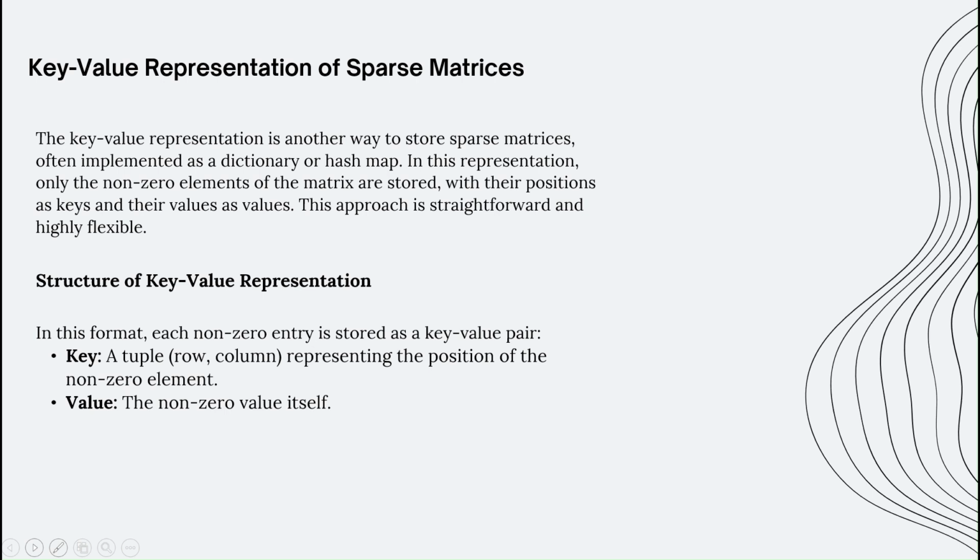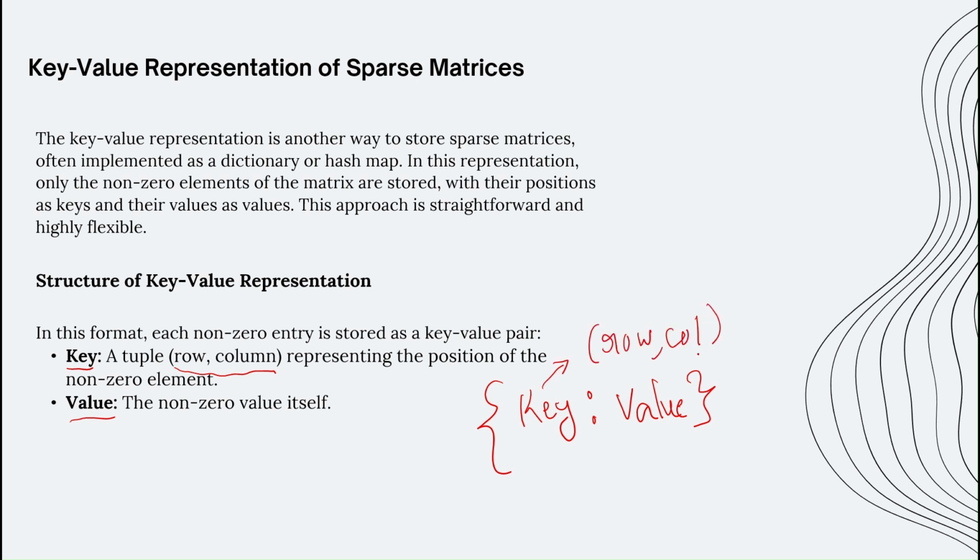The structure of key value is as follows. The key value representation of sparse matrix contains a key and a value. A key contains basically a row and column representing the position of non-zero element, and a value is a non-zero element itself. So we write it as key and value. The key contains a row and a column of the non-zero elements, and the value is basically the data.